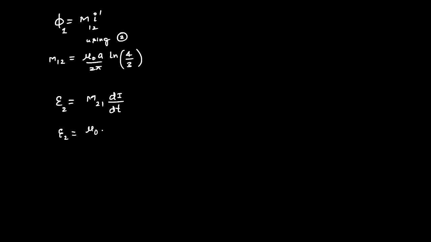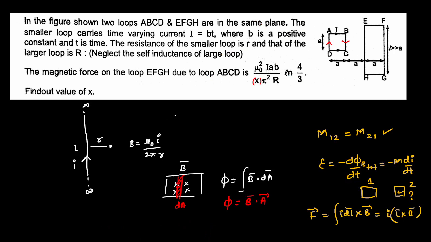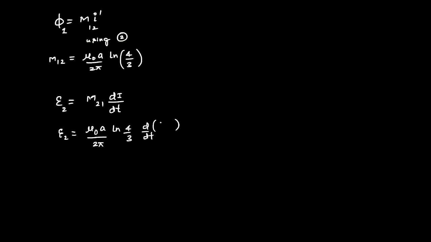So it is mu naught A divided by 2 pi times ln of 4 by 3 and d by dt of this I. And what is the value of I? Value of I is equal to B times t, right? So I'll be writing here B times t, and we'll have induced EMF in the second coil as mu naught A by 2 pi times ln of 4 by 3. Differentiation of Bt is just B, so I'll be writing that here. So this is our induced EMF in the second coil.